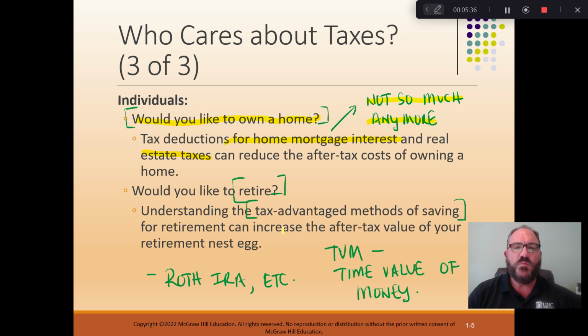How about wanting to retire one day, right? Understanding tax advantage methods of saving. Time value of money, I'm sure you've seen that in some of your other classes. Roth IRA, etc. And by the way, knowing what to do, how to do it, how to save for your retirement, it's all big things. And taxes are involved in all of it. Are you paying taxes now? Are you going to pay tax later? What rate are you going to pay? Depends upon the different tax structures at the time. Sometimes it's pretty hard to guess, right? So everybody should care about taxes, okay?